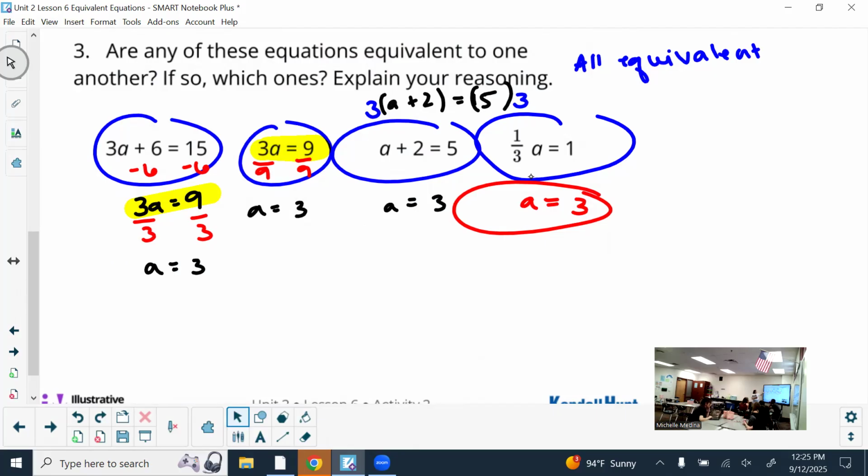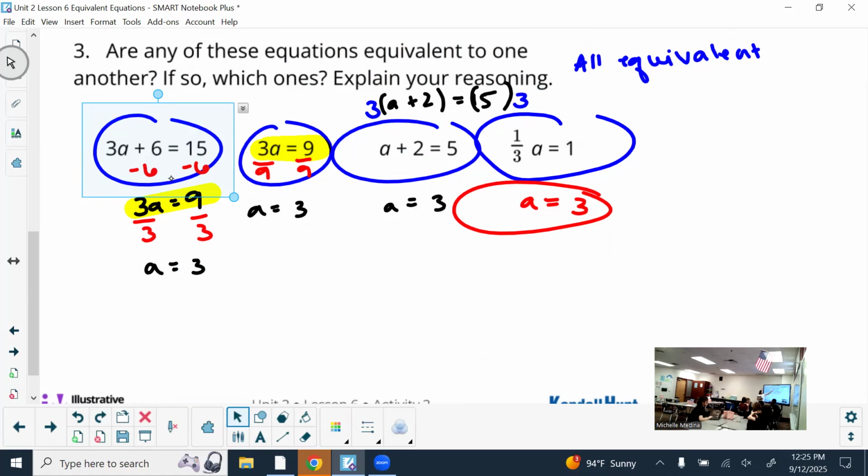What could I do to go from 15 to 5? By what? 3. Yeah, you could divide by 3. 15 divided by 3 is 5. See if that's what happened with the rest. What's 3a divided by 3? 1a. So the a is still there. What's 6 divided by 3? So you can manipulate this one to get that one.